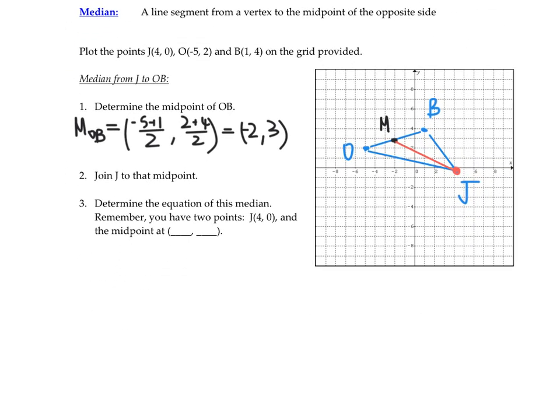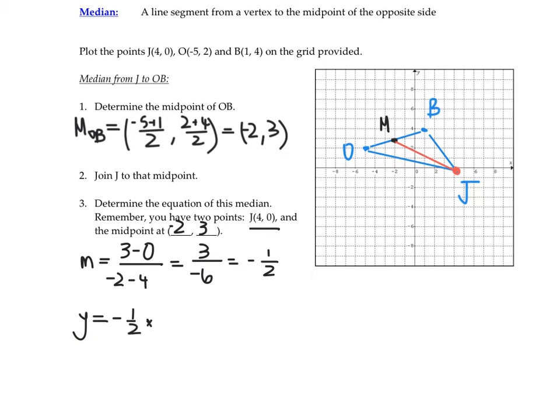So, determine the equation of this median. We have 4, 0, and we have our midpoint at -2, 3. Now when we had 2 points and we had to find that equation, the first thing we started with was finding the slope between those 2 points. So change in y, 3 minus 0, over change in x, -2 minus 4. And I'm going to simplify that. 3 over -6, which is -1/2. So I know my equation of the median has a slope of -1/2, and I can use either point. I'm going to use 4, 0. So y equals -1/2 x plus b.